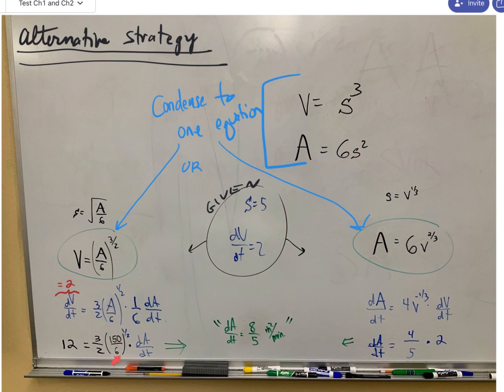So 150 over 6 is 25. 25 to the 1/2 power is 5. We have 15 halves. So to find what they asked for, how fast the surface area is changing, we multiply both sides times 2/15, which gives us 24/15, or 8/5.